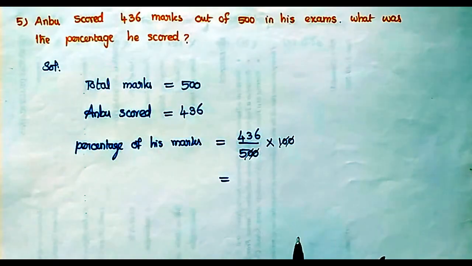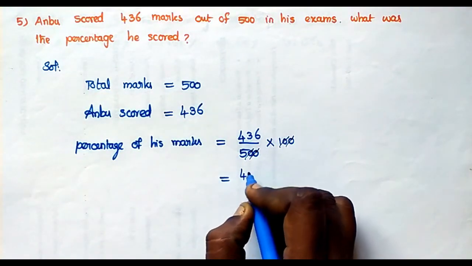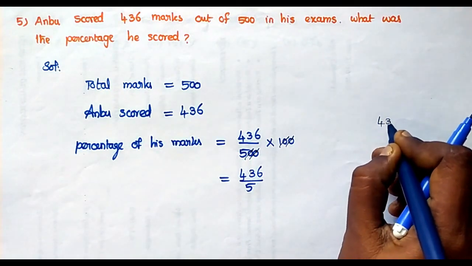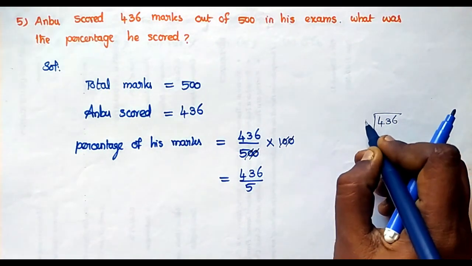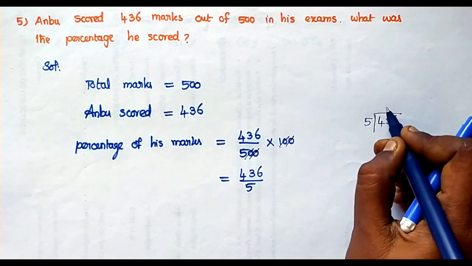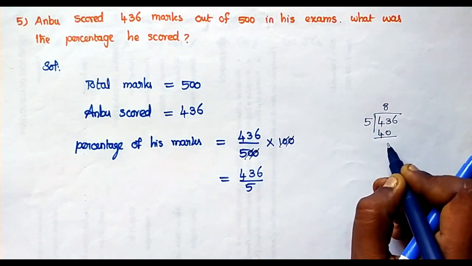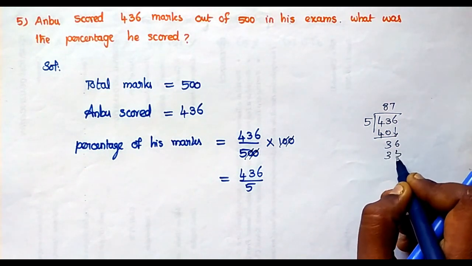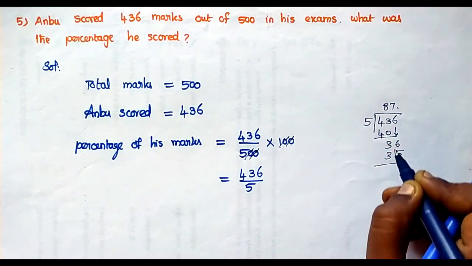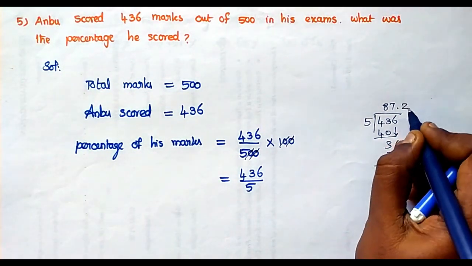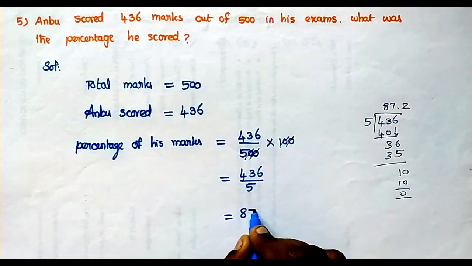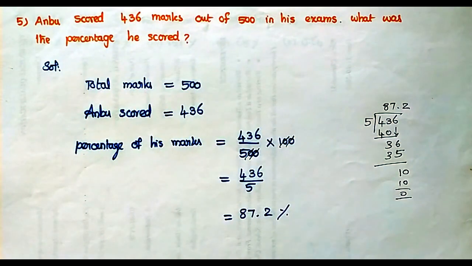20 20 cancelled. So remaining number, 436 divided by 5. 8 5s are 40. Balance 3. Bring down the 6. 7 times 35. Balance 1. Keep the point and put 0 here. So 2 5s are 10. So what is the answer? 87.2 percentage. That is the answer.